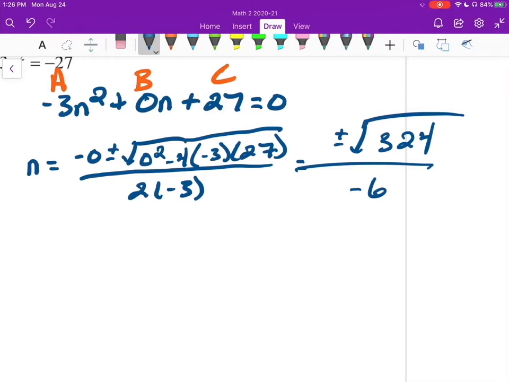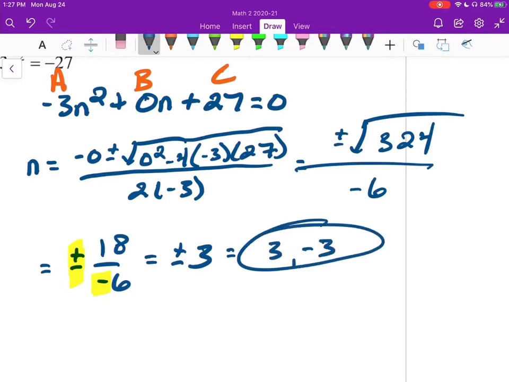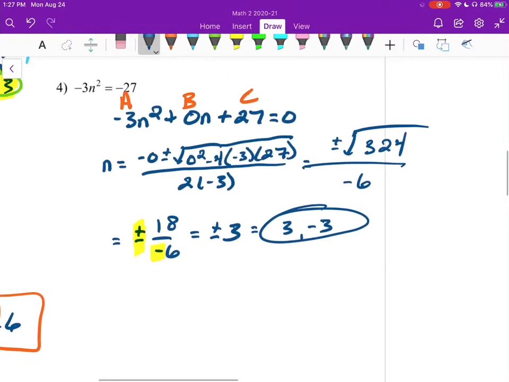The square root of 324, if you type that in just to check, is 18. So we have plus or minus 18 over negative 6, which is the same thing as, well, 18 divided by 6 is 3. Now, I kind of lost this negative in that step, but it doesn't really matter because I have the plus or minus. If you have a plus or minus and then a negative also in the same term, they kind of reverse it. It's just okay to let that negative go. So we have plus or minus 3, which means 3 or negative 3. And we have actual number answers, just like we did in number 3.